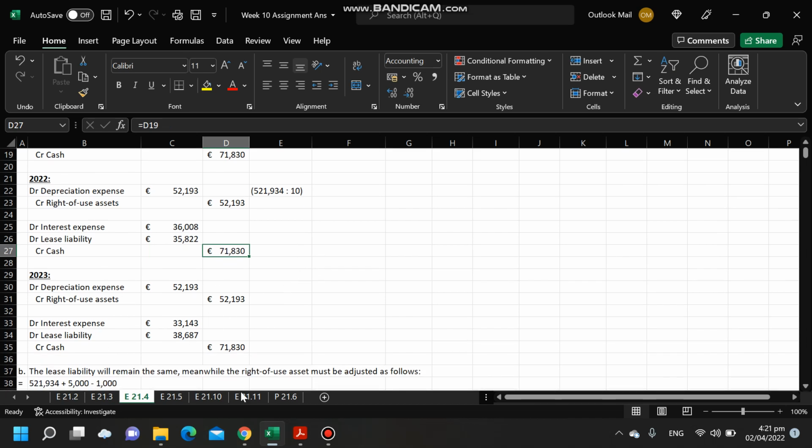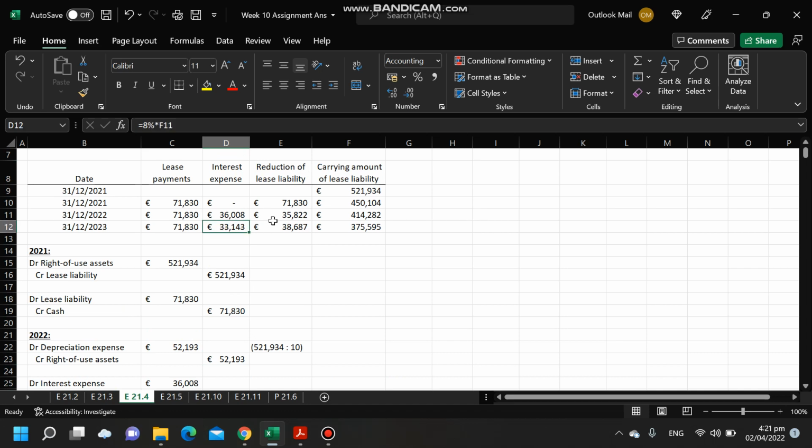The third year, for 2023, it will be just the same. You just record the depreciation and also the lease payment according to the table.